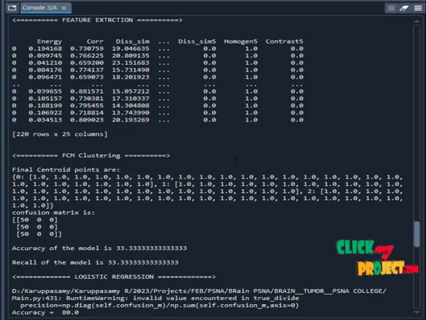And then the fourth module is algorithm implementation. We have used two algorithms: one is fuzzy C-means clustering and another one is logistic regression. Fuzzy C-means is a data clustering technique in which data is set into groups, and then we find the result based upon the centroid points. Here is the result for the final centroid points with our input data, and here is the result for the fuzzy C-means clustering algorithm.